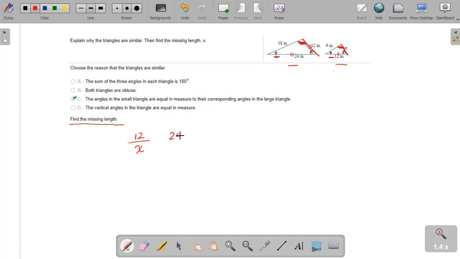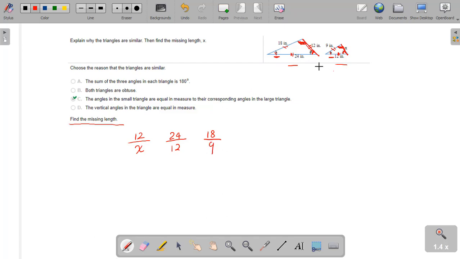So 24, that's the length of this side, over the length of this side, that's 12. Okay, so this is the ratio of the second pair of corresponding sides. Then the third pair, of course, is going to be 18 and 9, right? Remember, that's because this angle and this angle here are equal. So that means these two sides are corresponding sides. So we have 18 over 9.